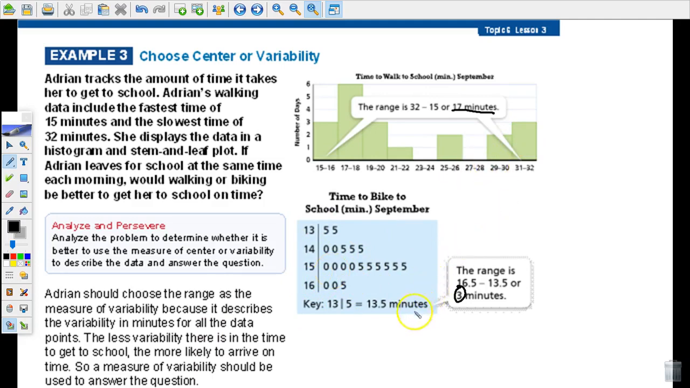your greatest value minus your least value, and it shows you really the difference between them. That variability is not that much when you bike to school, but when you walk to school, there's a huge range of variability. So if you're checking for variability in something like this, you would want to use the range. All right.